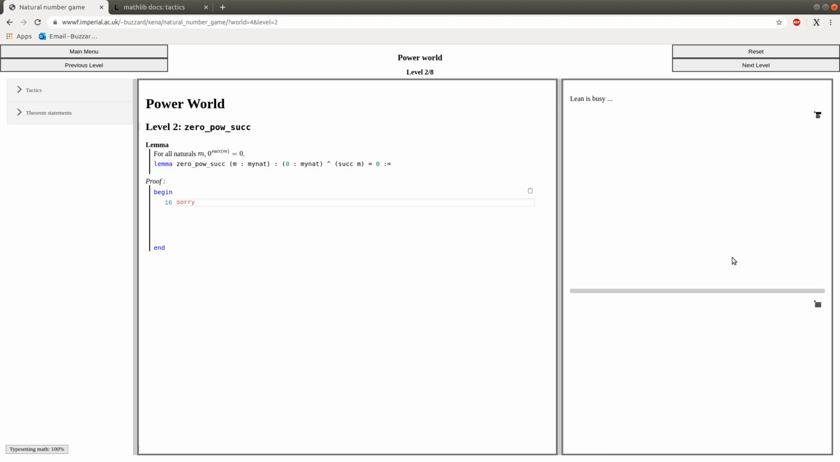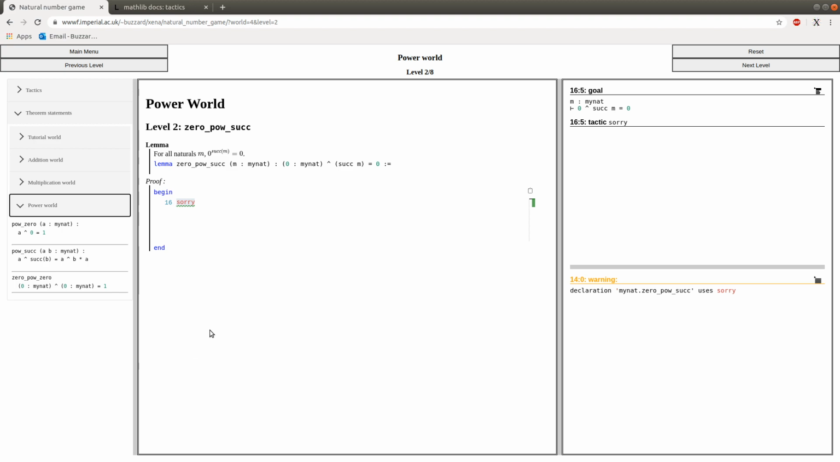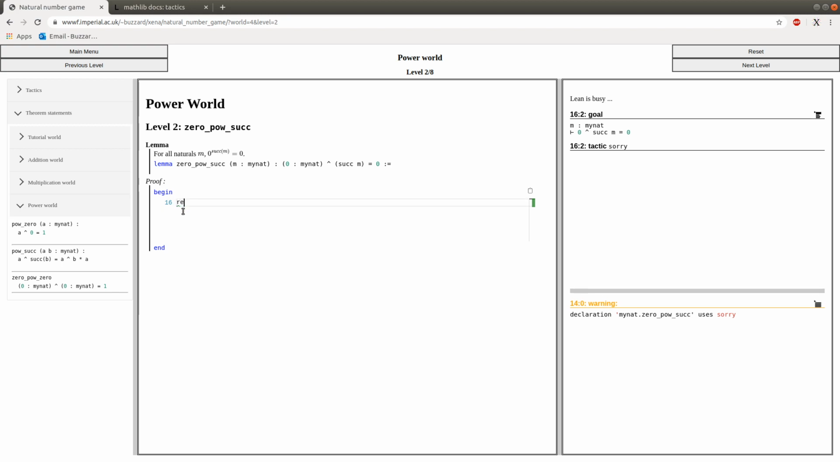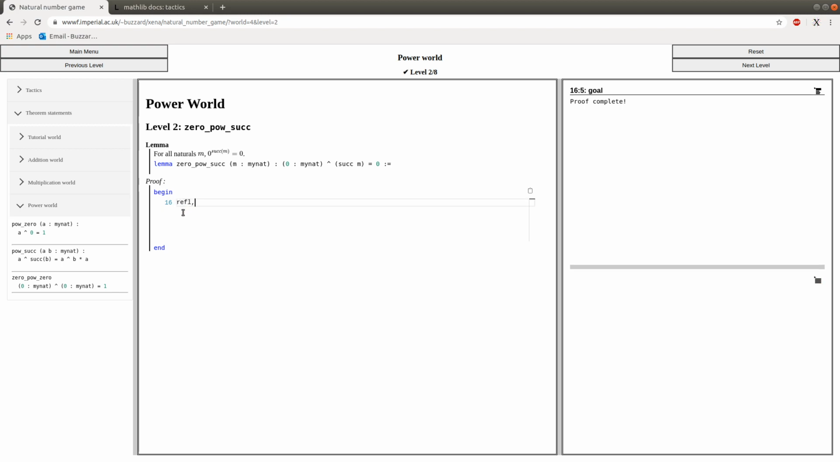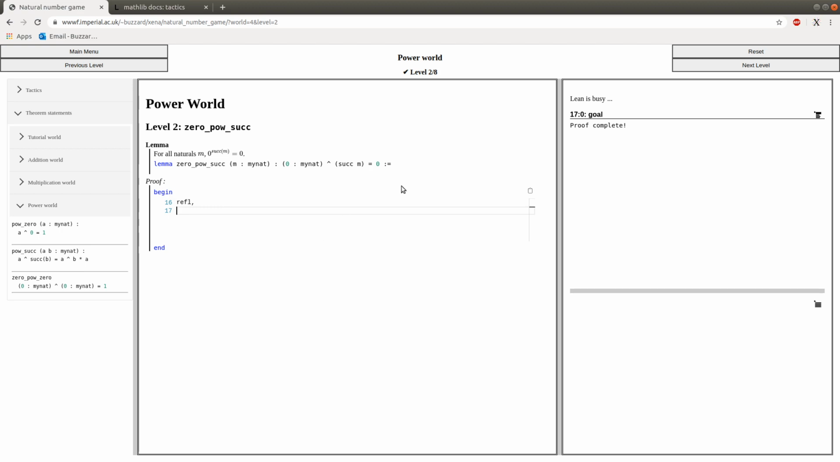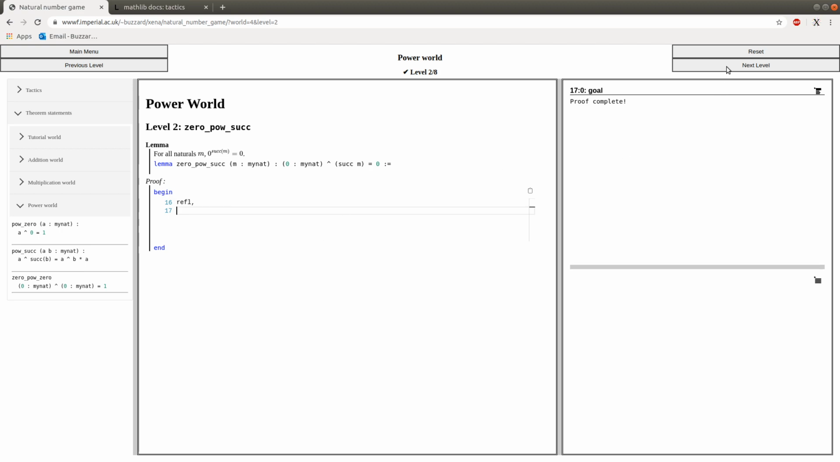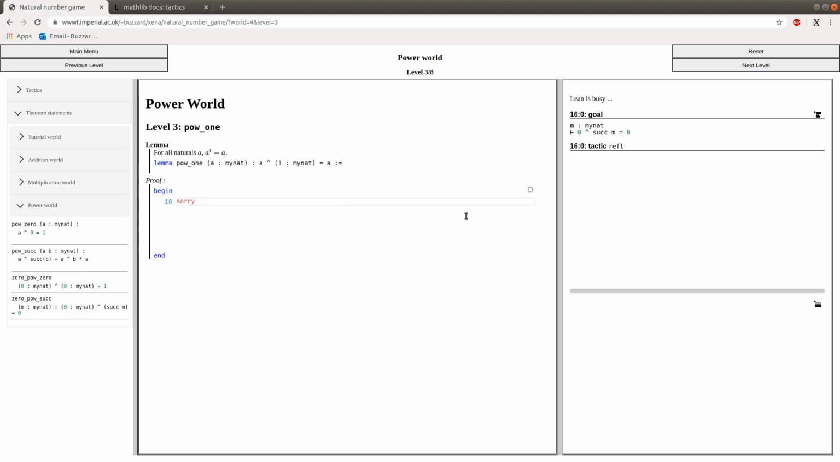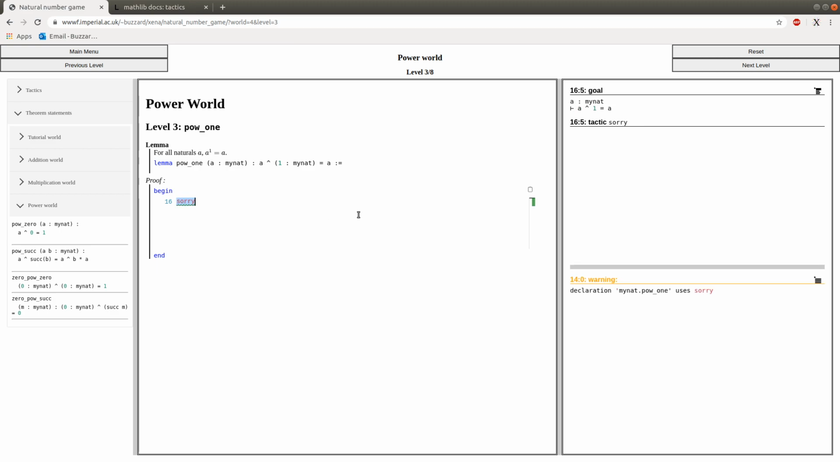There's my tick. 0 to the power succ m is, I don't even know what's true by, I don't even know how this works. So I wonder if this is true by definition. Let's try REFL. It is, it's true by definition. There you go. This is definitional equality, great. Proof complete.